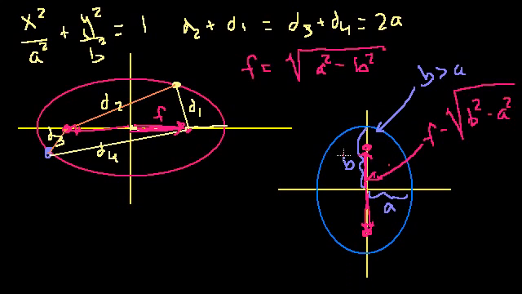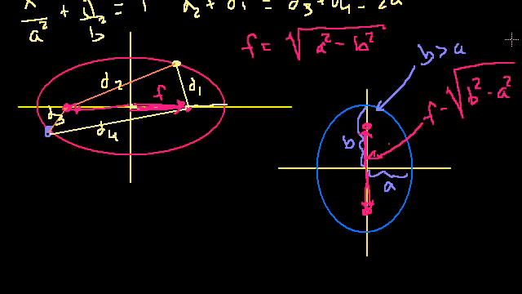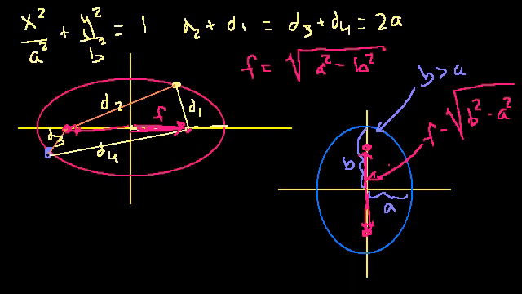Now, I did all of that to compare it to what we're going to cover in this video, which is the foci of a hyperbola. A hyperbola is very close to an ellipse. If this is the equation of an ellipse, this is the equation of a hyperbola: x squared over a squared minus y squared over b squared is equal to 1. Or we could switch these around, where the minus is in front of the x instead of the y. We could cover that in a second.